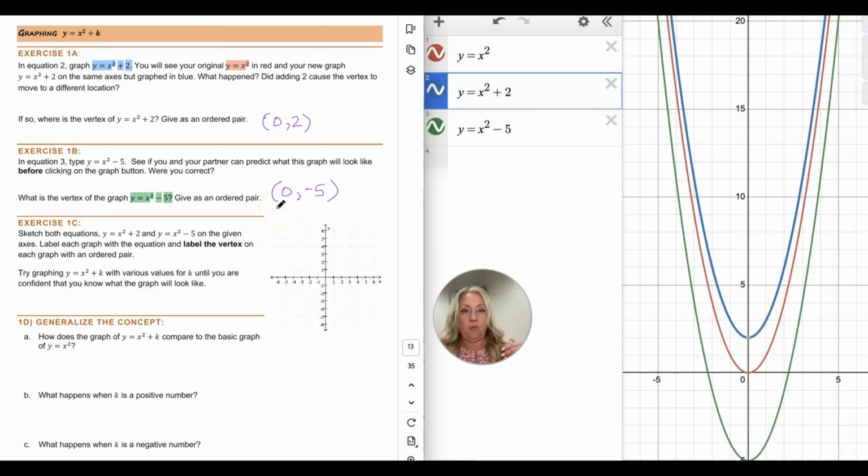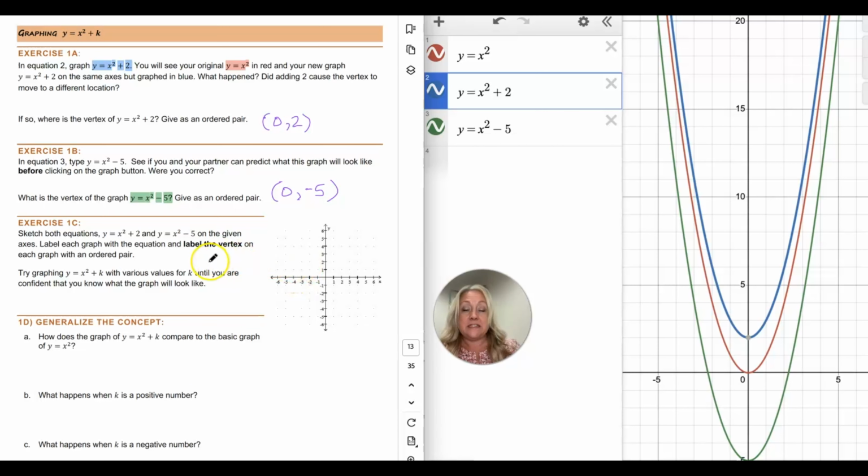So now we want to think about what happened here. Why did it shift up 2 places, and why did it shift down 5 places? Well, the clue in that is this part that's at the end, the plus k part of our equation. This is our k value, and it is shifting the graph up or down.